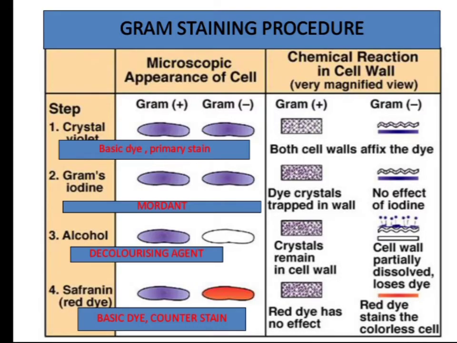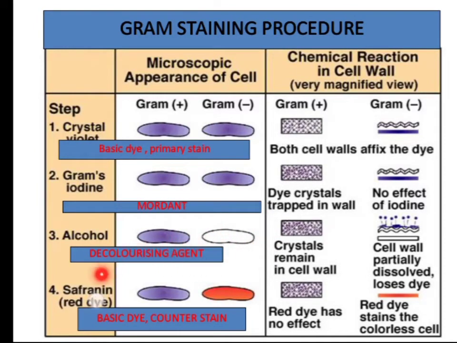So this is another pictorial representation. It shows what will happen in the staining procedure. In gram positive bacteria, if we add crystal violet, it will turn blue, both gram positive and gram negative. While using Gram's iodine, also it will show the same color. But while using the decolorizing agent, alcohol or ethanol, the gram positive bacteria will retain the color of the primary stain, and the gram negative bacteria will decolorize, or lose the color of the primary stain.